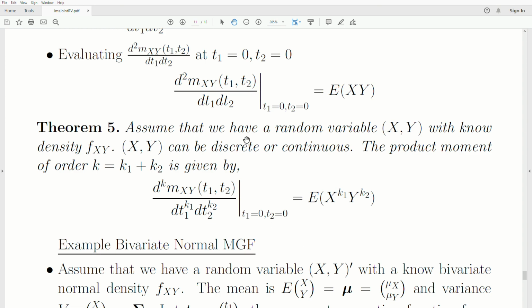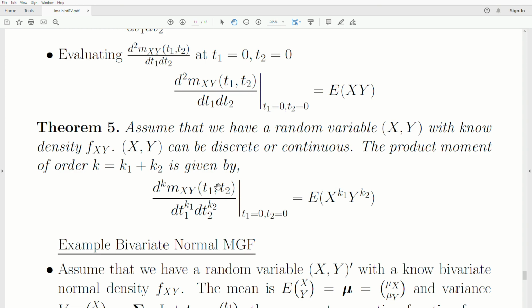In the general theorem, we have a random variable XY, so we're in the bivariate setting with known density f. And a random variable can be discrete or continuous. Then the product moment of order k, where k is k1 plus k2, is given by this expression.